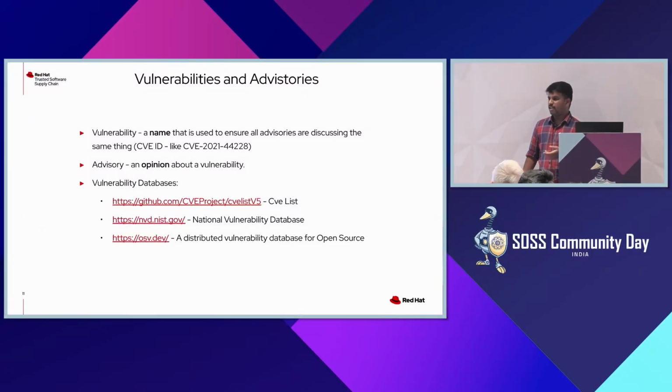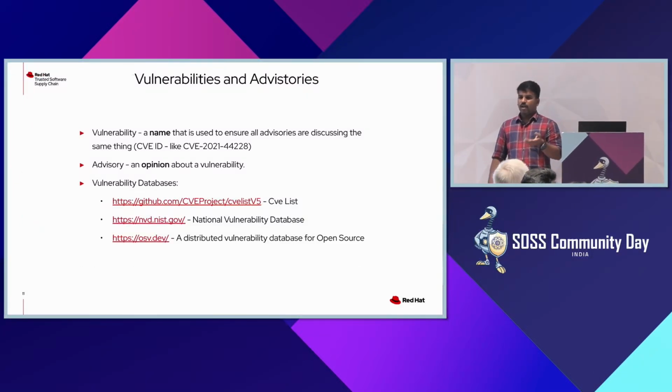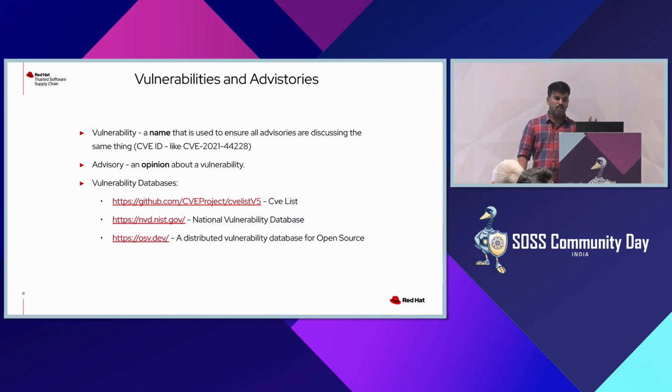So what is a vulnerability? A vulnerability is just an identifier for any issue. A package has some issue, and that has been allocated a vulnerability ID, in the fashion of CVE, then a year, and then an XXYY format, a unique identifier for that particular vulnerability. And an advisory is an opinion or advice or a remediation about a particular vulnerability. So this is the difference between vulnerability and advisory. And there are multiple databases that you can see over here.